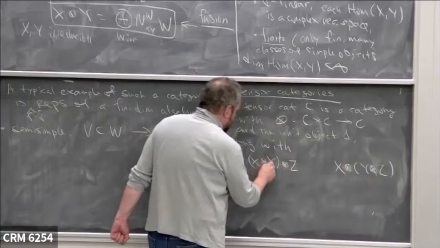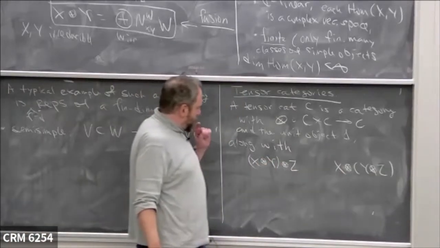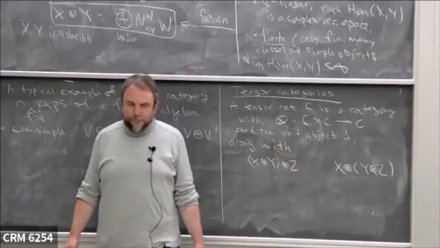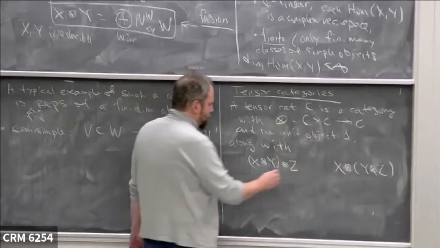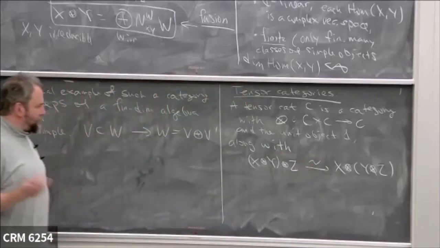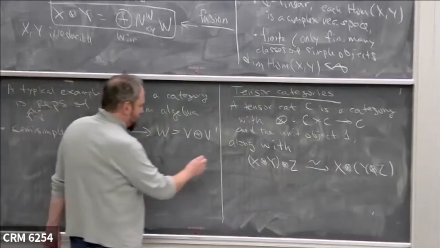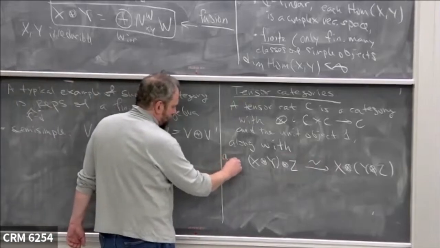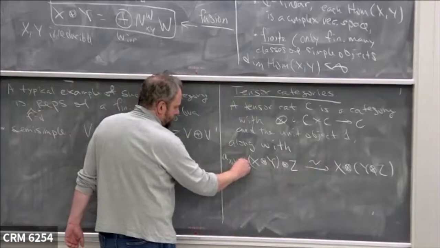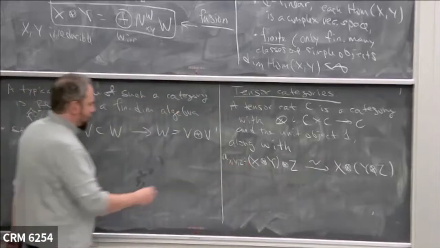Okay. Now, it's not natural from the categorical point of view to require them to be equal. Rather, we would require them to be isomorphic. But we would like to be able to control the way they are isomorphic. Okay? So we introduce a collection of natural isomorphisms, denoted A_{X,Y,Z}, called associativity constraints.